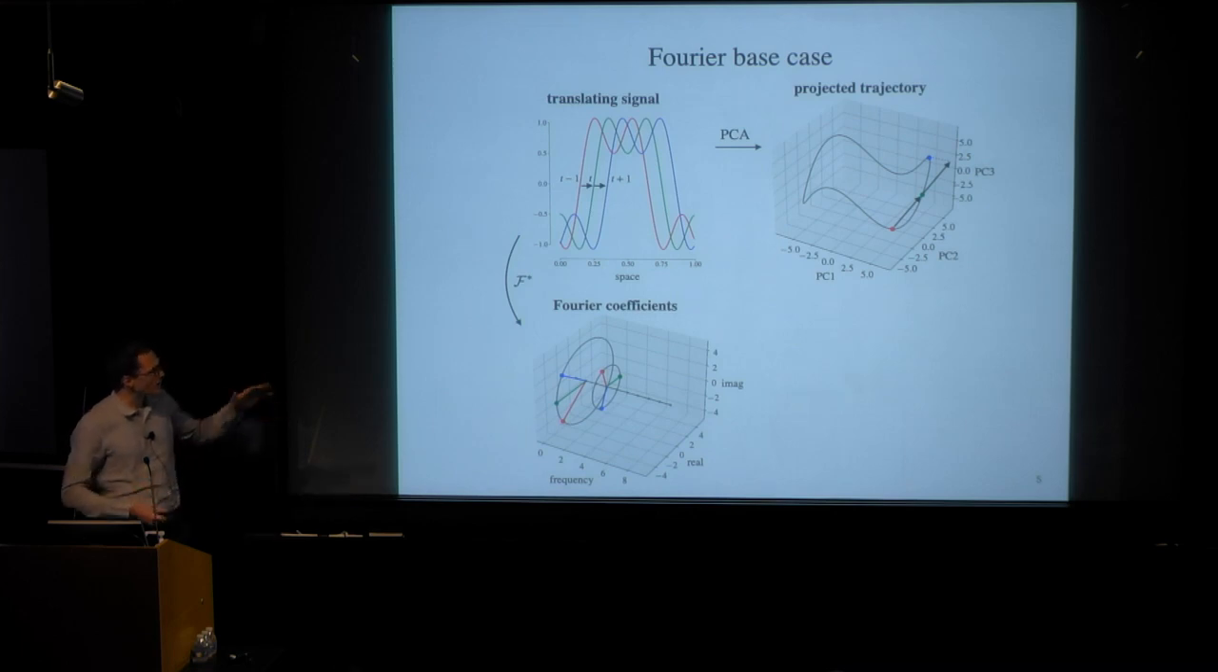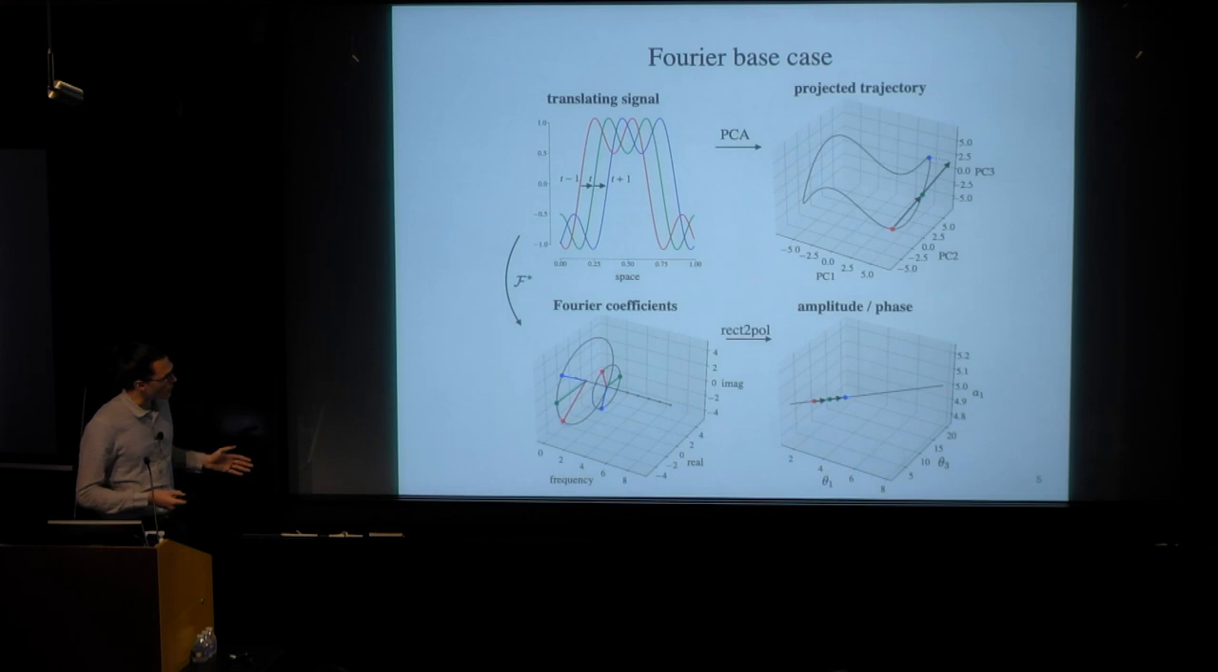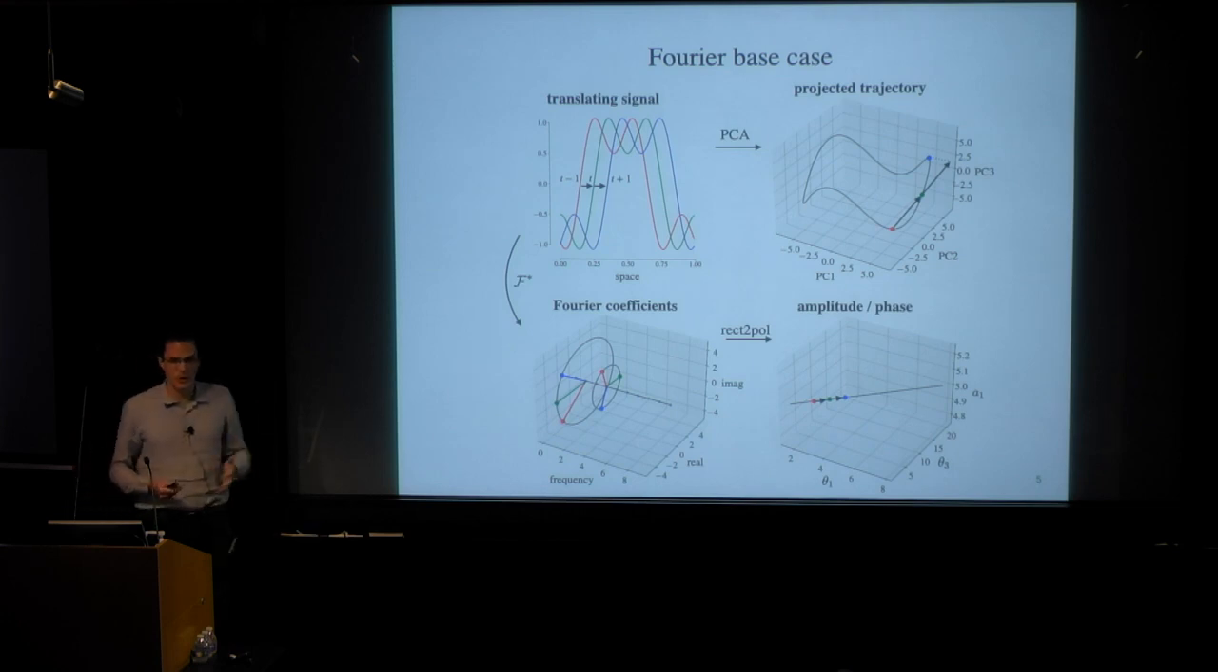But in this space, we can pair together the real and imaginary part and do a coordinate change, go and look at the polar coordinates. In those coordinates, now the transformation is completely linearized. Right? The phases advance linearly, and the amplitudes are static. So I'm only showing you one amplitude and two phases. But in this space, prediction is enabled.